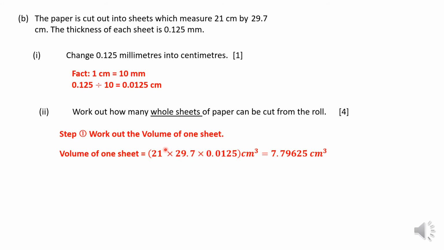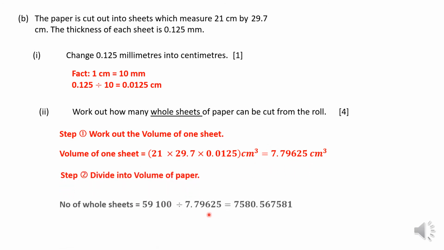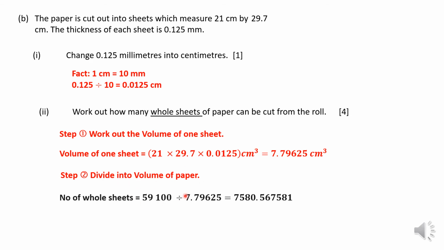So you need to make sure that you multiply 21 centimeters times 29.7 centimeters times 0.0125 centimeters. That gives you the volume of one sheet. So we know the volume of the paper, and then we simply need to divide. We do get some 7,580 point something here, but we want the whole number of sheets. That means you are not rounding. So it's just going to be 7,580 sheets that the paper can be cut into. That is how this particular question is done.